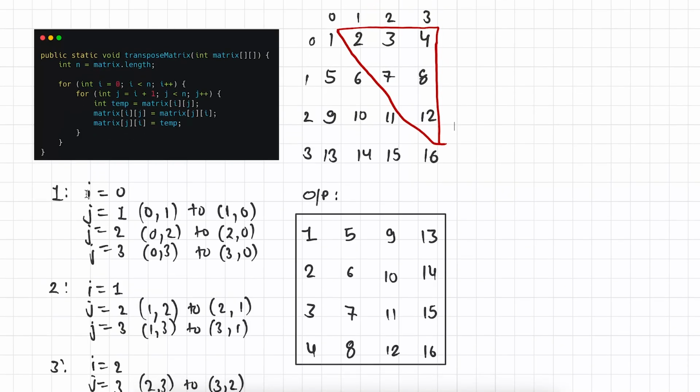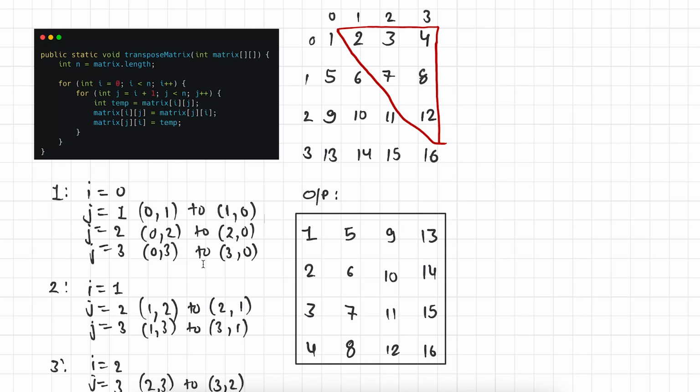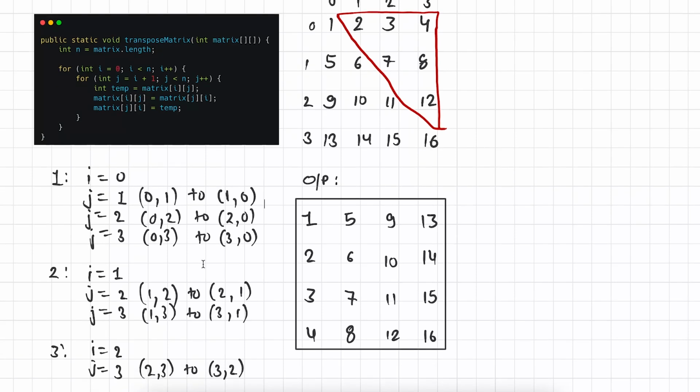So in the first iteration the value of i becomes 0, and in this iteration the inner loop begins. So the inner loop starts from j equal to 1 because we are doing i plus 1 here. So in the first iteration we are swapping 0 1 to 1 0. In the next iteration the value of j becomes 2 and we are swapping 0 2 to 2 0, and similarly 0 3 to 3 0. Okay. So the first iteration is done, this means the first row is traversed and we are done with the first row.